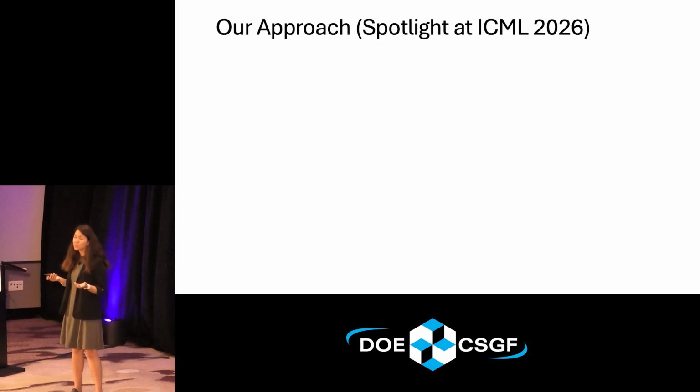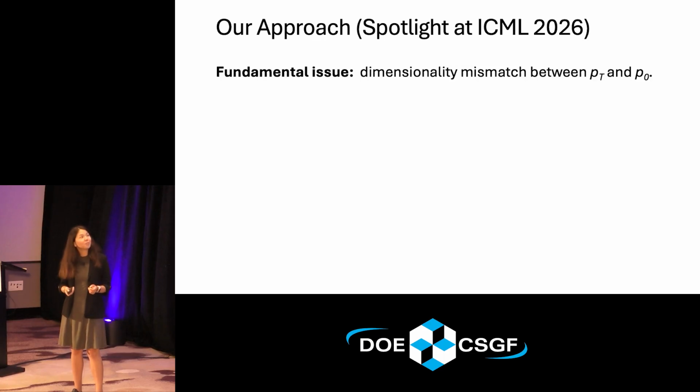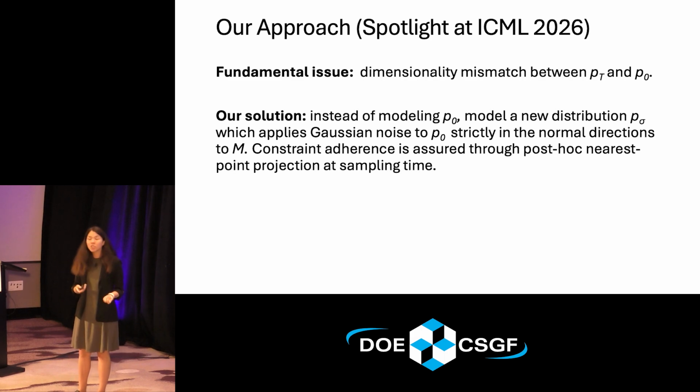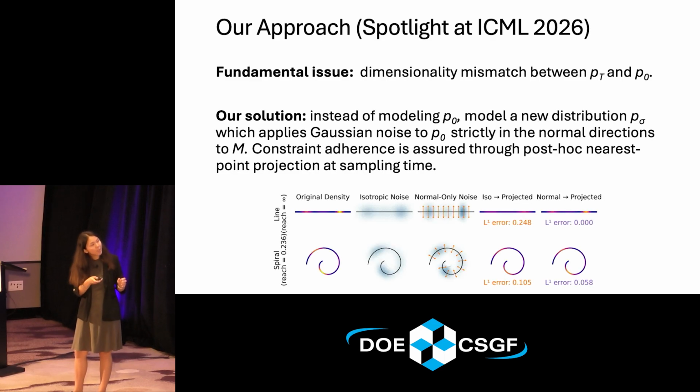And so what we proposed, which was a spotlight at ICML in Seoul last week, which is why I'm so jet-lagged this week, is this: if the fundamental issue is that there's a dimensionality mismatch between P sub capital T and P naught, we should just resolve that dimensionality issue, and we will lift our data distribution into being d-dimensional using a perturbation. And we're going to construct this perturbation in such a way that if we know that we're going to do projection back down to the constraint manifold at sampling time, we do it in such a way that doesn't distort the distributional fidelity. And so we do this by perturbing only in the directions that are normal to the manifold.